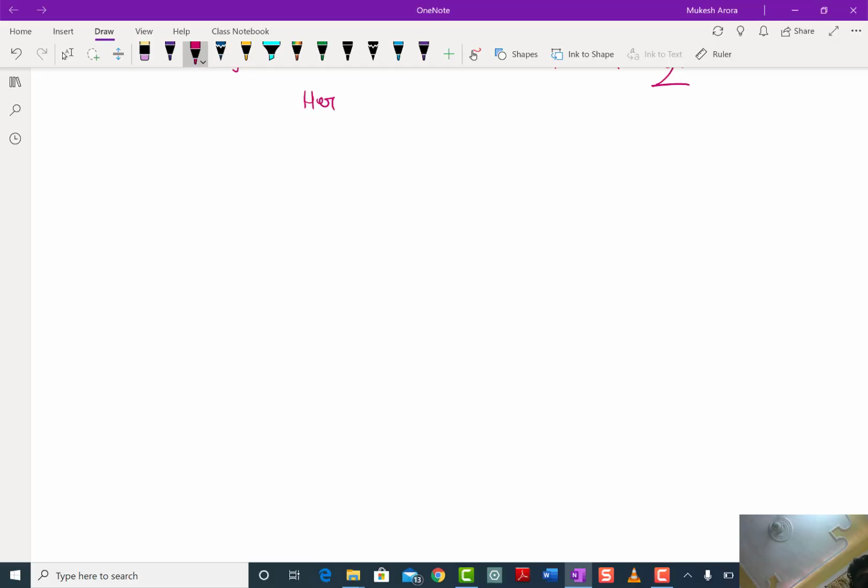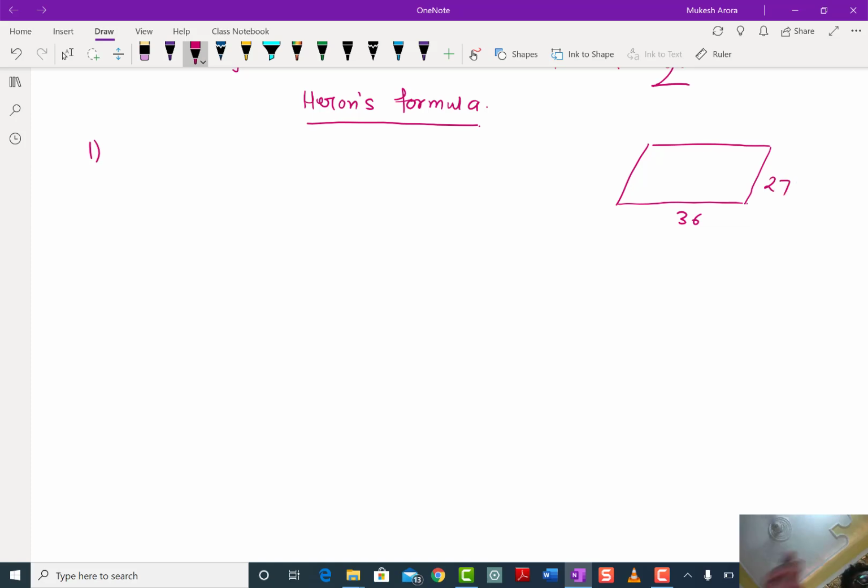Today also we'll continue with the Heron's formula. Now we have some different type of sums. Question number 1: there is a parallelogram whose adjacent sides are 36 and 27. If the distance between the shorter side (distance always means perpendicular) is 12 centimeter, find the distance between the longest side.